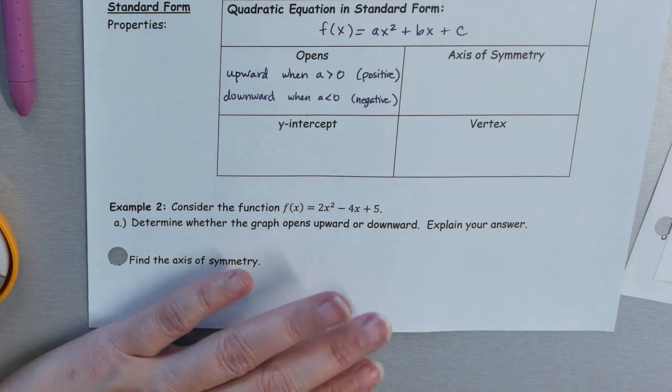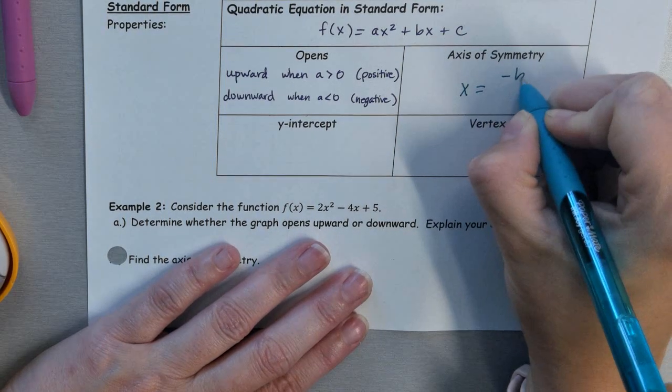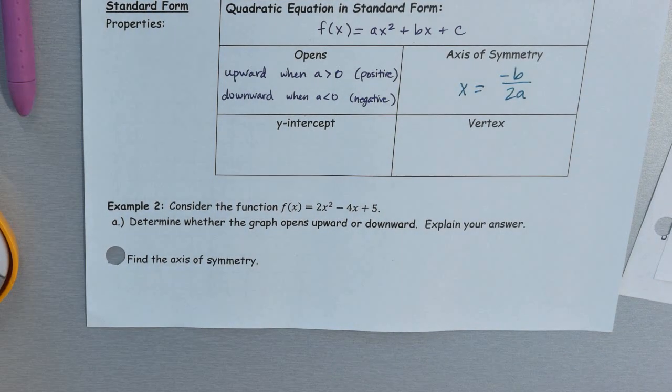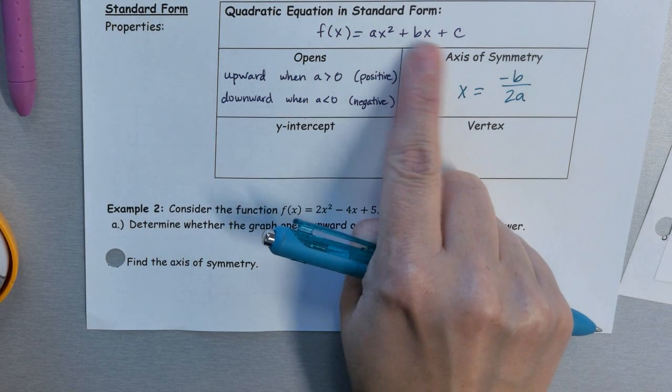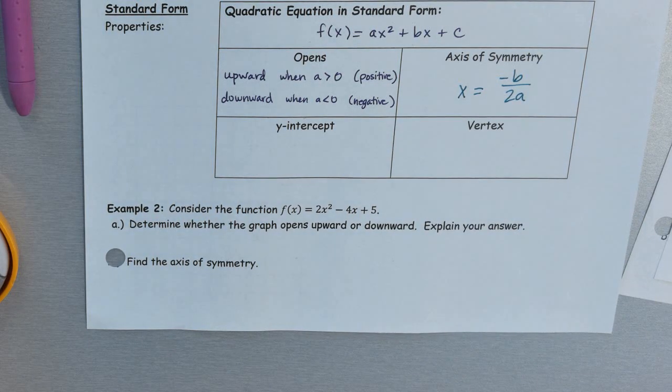Okay, your axis of symmetry, we actually just did that. So it's x equals the opposite of b over 2a. When it's in standard form, you are going to use the opposite of b over 2a. What if the a equals 0? For this it wouldn't work, because if this was 0, it would be a linear function. And then you wouldn't even have the parabola.